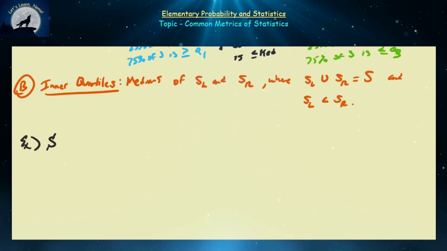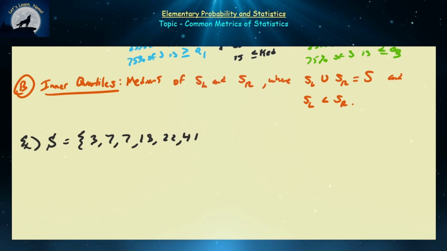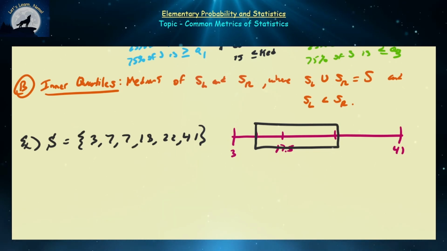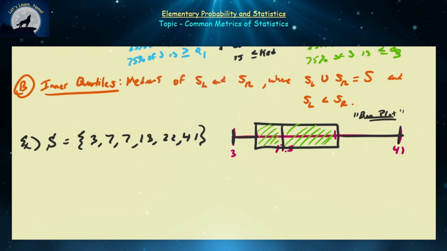Let's bring back our data set S, which was 3, 7, 7, 18, 22, and 41. Let's draw a little picture that describes these quartiles. You're going to see 3, then some other points scattered here, then 41, and then our median, which was 17.5. We're going to draw a box around these two points, shade it, and then draw some little tails on this box. Sometimes people refer to this as a box plot. Some people also call this a box and whisker plot for the data set.